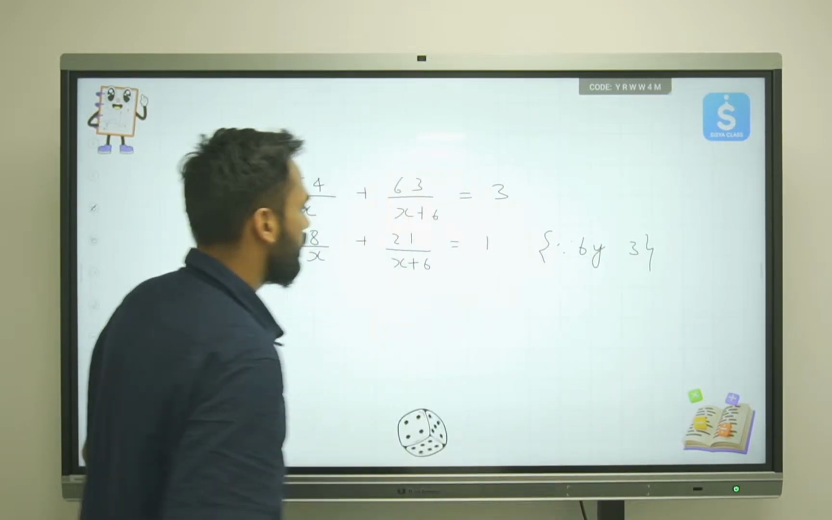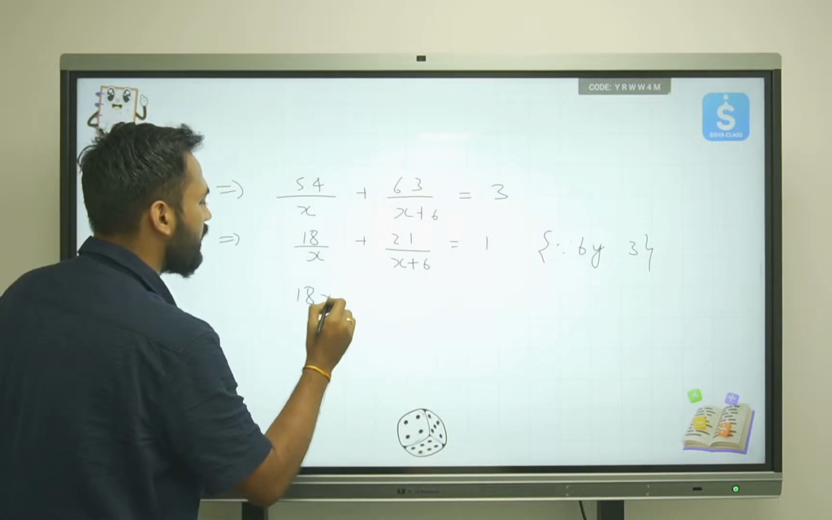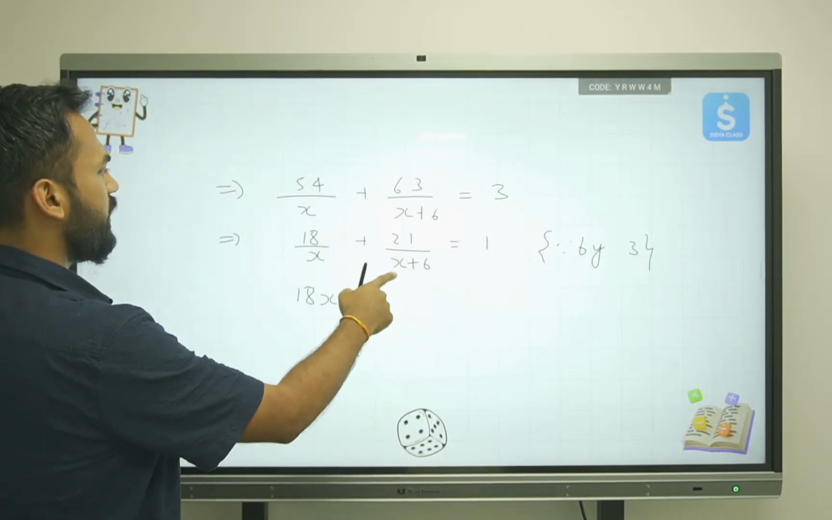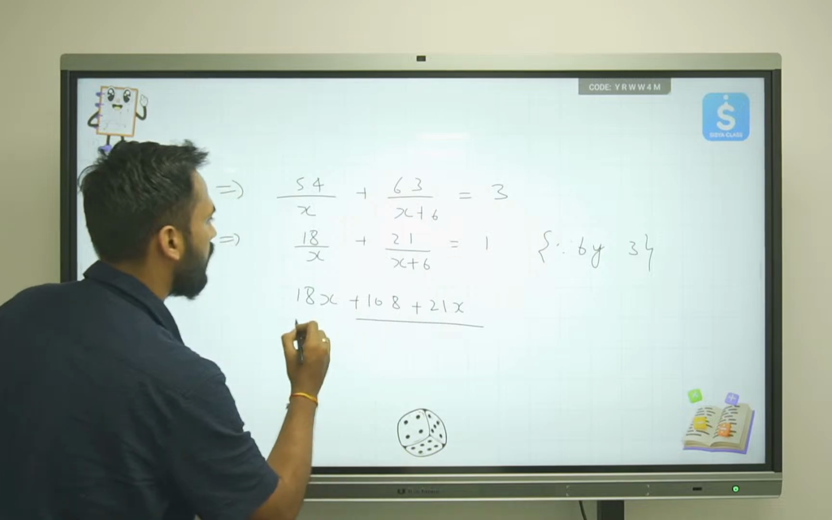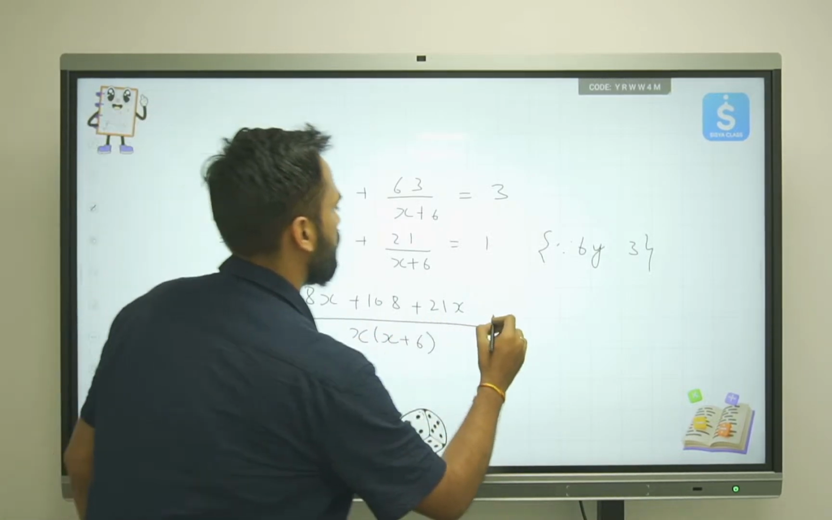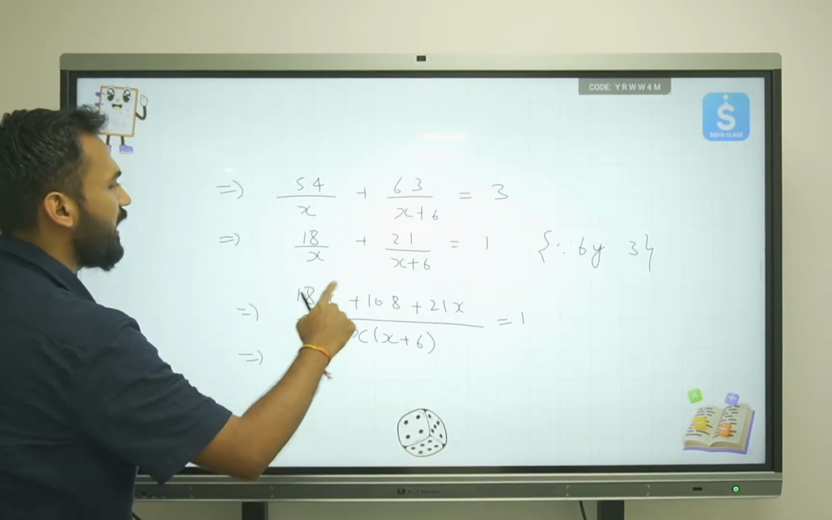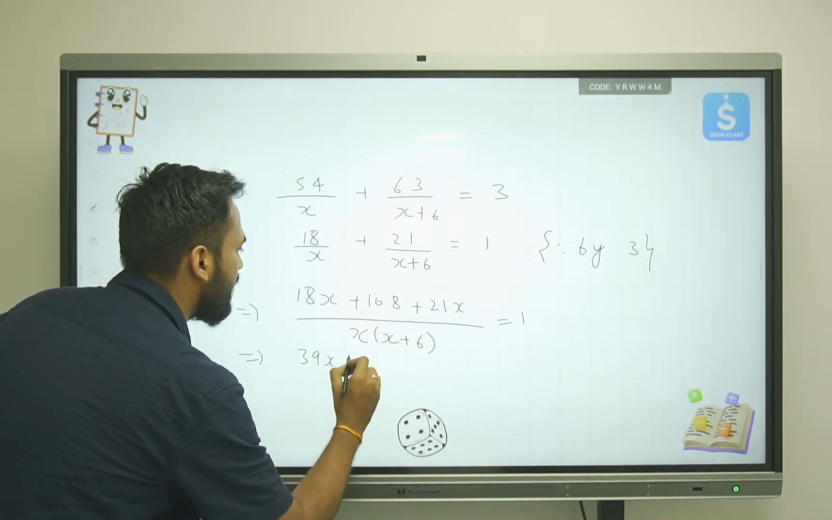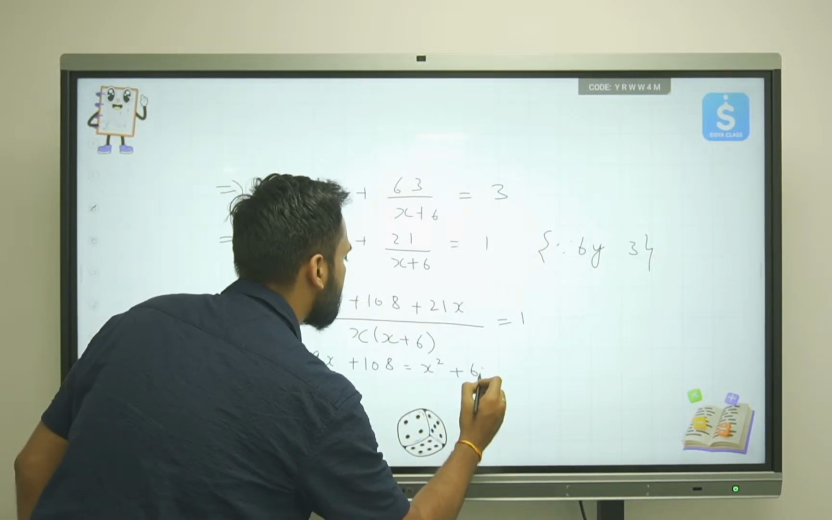So this I did to simplify the whole equation. Now let's multiply: 18 into x is 18x, 18 into 6 is 108, plus 21x upon x times x plus 6, equal to 1. Now let's simplify this further. This will give 18x plus 21x, which comes out to be 39x. So 39x plus 108 is equal to x square plus 6x.